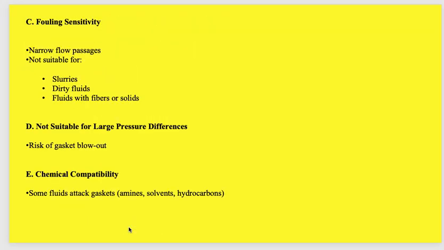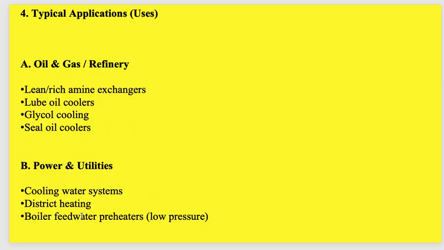Fouling sensitivity: you are working with the fluid in a narrow path. So it is not suitable for slurry, for dirty fluid, for fluid with fibers or solids. Not suitable for a large pressure difference, it's risky because you have many gaskets between each plate. And chemical compatibility: some fluids attack the gasket, like amine, solvent, and hydrocarbon. So when you select the gasket to separate each plate, you have to be careful, because the chemical may corrode this gasket easily.